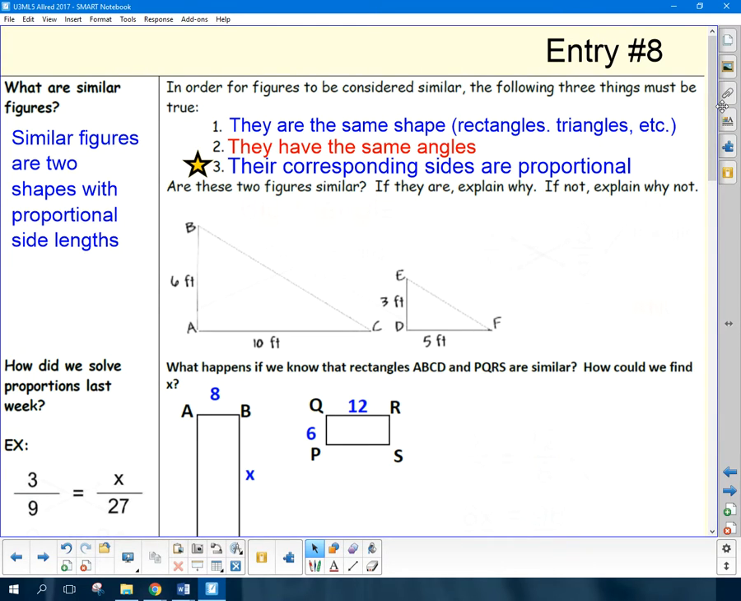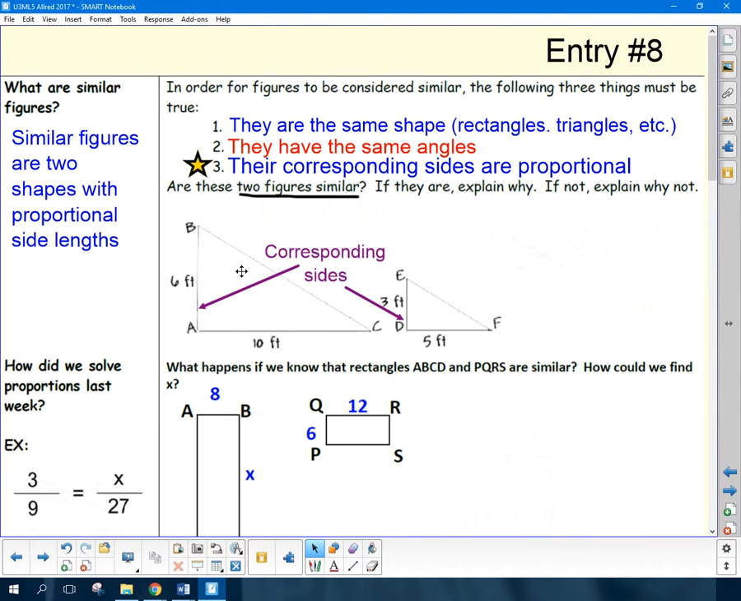What are corresponding sides, Mr. Allred? I don't quite understand. That's okay. We're going to look at what corresponding sides are here in this first example. So in this first example, it says, are these two figures similar? If they are, explain why. If not, explain why not.